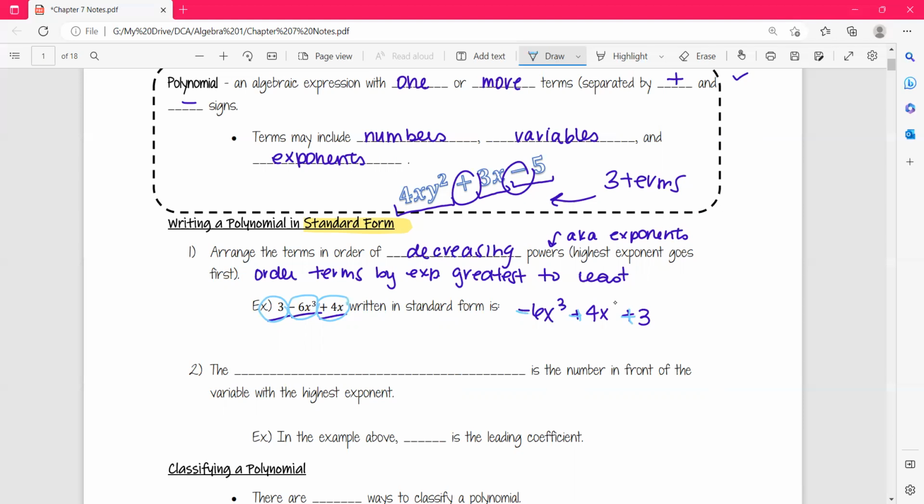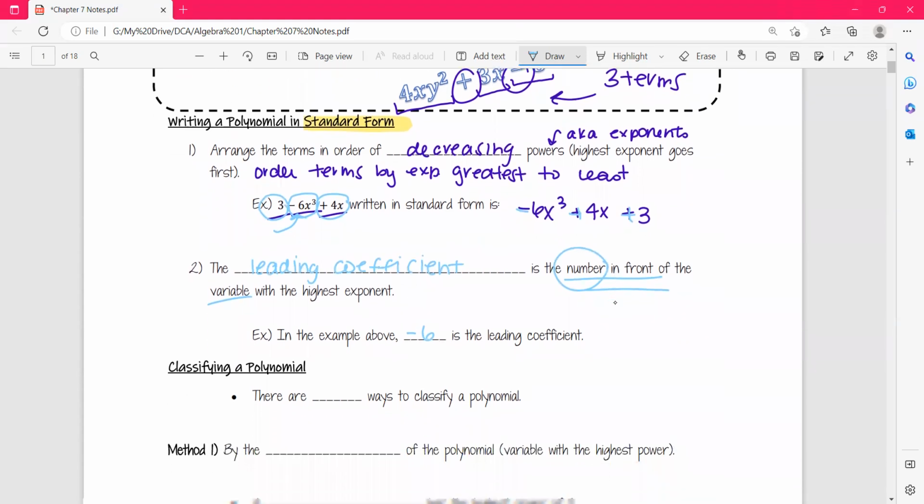Okay, the leading coefficient, this is an important vocab word you're going to talk about for the rest of your math careers. The leading coefficient is the number in front of the variable with the highest exponent. In the example above, -6 is the leading coefficient. It's just the number in front of the variable, okay?